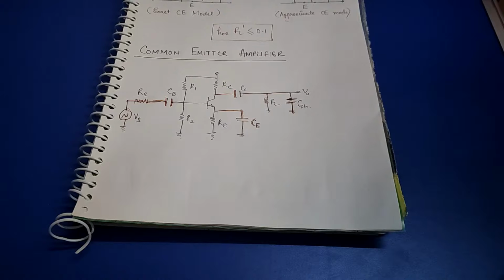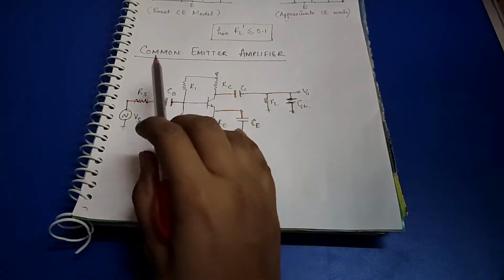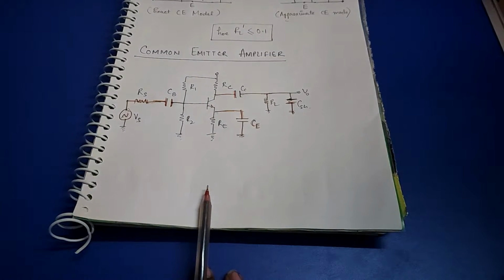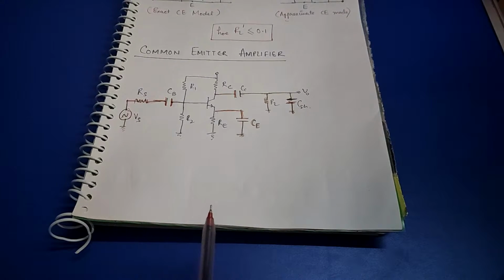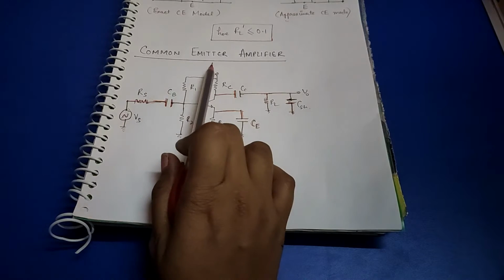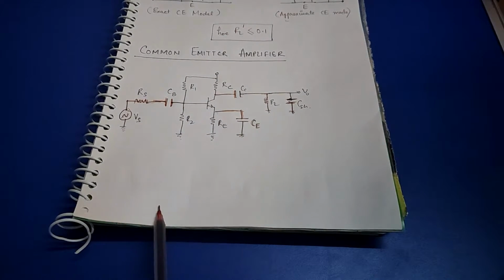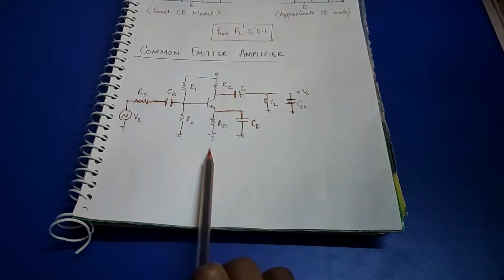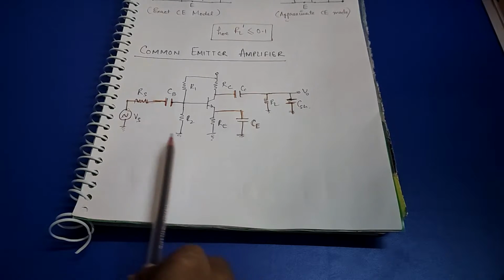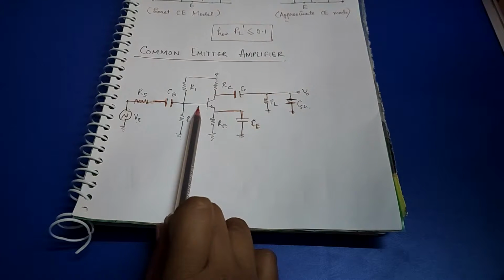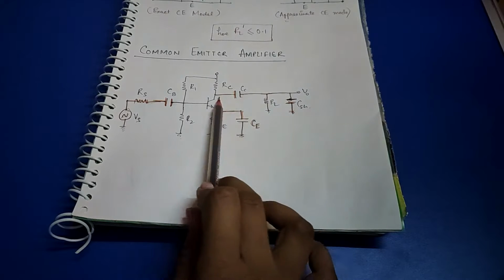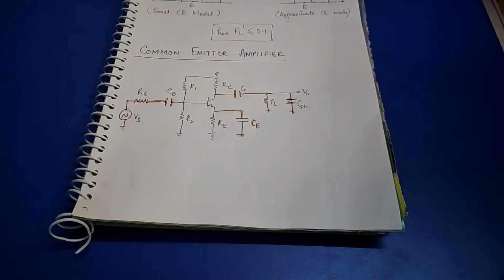Okay, so guys, this is the common emitter amplifier, and we also call this amplifier an RC coupled amplifier. You must be aware of the term common emitter. Common emitter means the emitter is grounded, the input is provided at the base terminal, and the output is collected at the collector terminal, right?